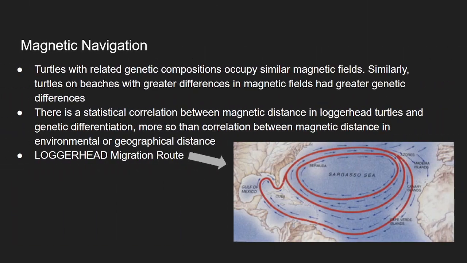So loggerhead sea turtles also use magnetic navigation. So if you can see, those are the routes that they travel in the picture below. And so it has been found that turtles with similar genetic compositions are going to occupy similar magnetic fields in the islands on those magnetic fields.